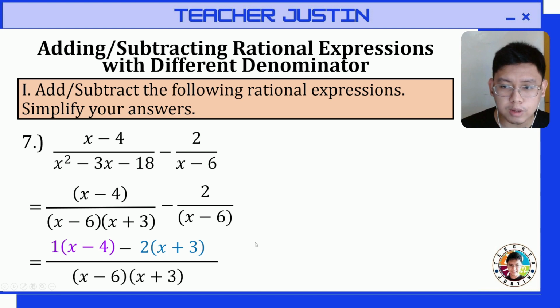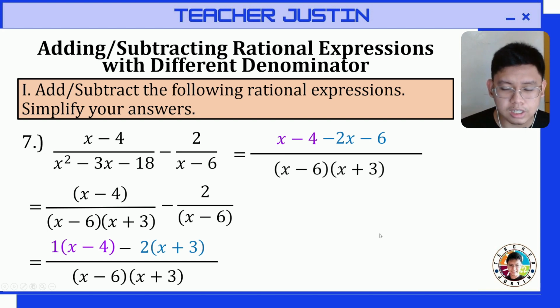Now, let's perform the distributive property. So, si 1, distribute natin. It will be x minus 4. Si negative 2, i-distribute natin. That will be negative 2x minus 6. Now, we just copy the denominator since pareho na sila ng denominator.